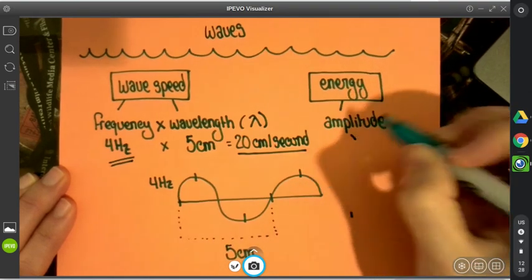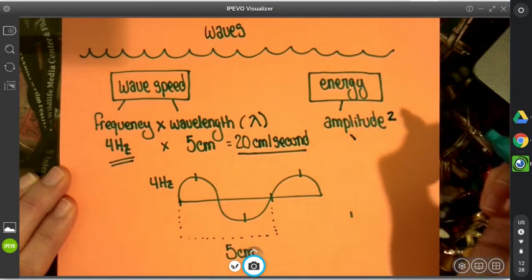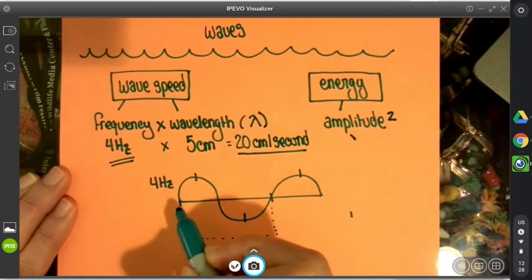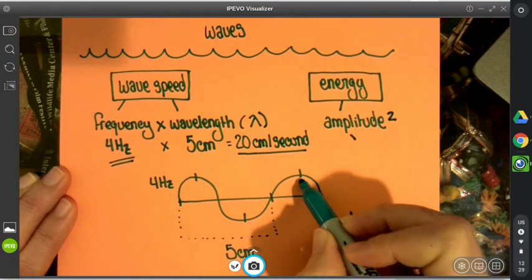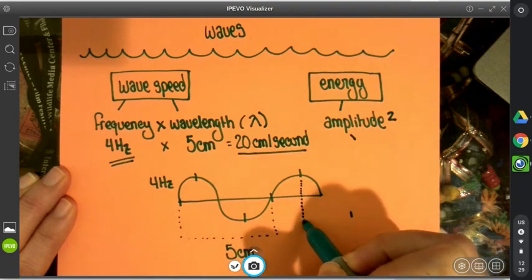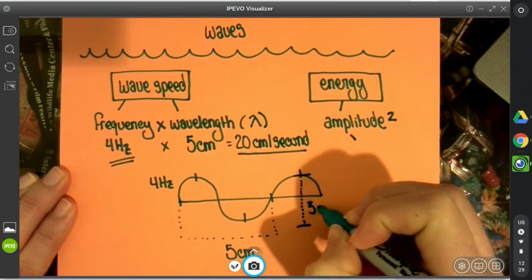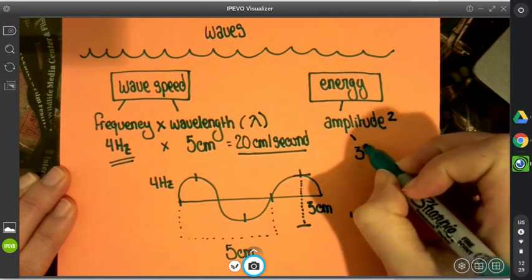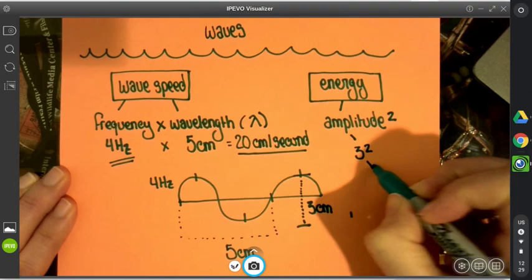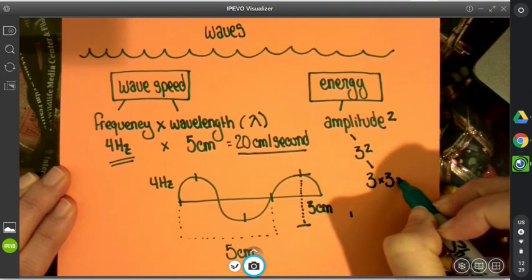Amplitude has a formula of amplitude squared to refer to how much energy is in this wave to begin with. Is it a very powerful wave or not very powerful wave? So let's say its amplitude is from here to here. Let's call that, I don't know, 3 centimeters. So it'd be 3 squared, which is 3 times 3, or 9.